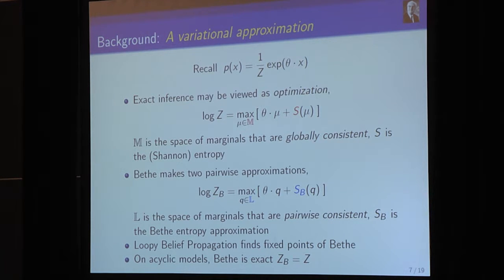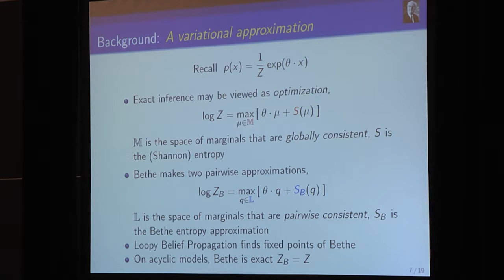And this is a pairwise approximation where we define log ZB. ZB is what I'm going to call the beta partition function. It's defined in a very similar way, but two things have changed, indicated in blue. Instead of the true entropy, we use the beta pairwise entropy approximation. And we relax the space over which we optimize to a more tractable space, which is all of the marginals that are pairwise consistent.